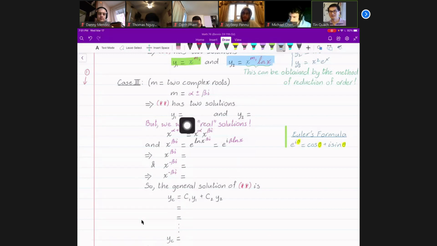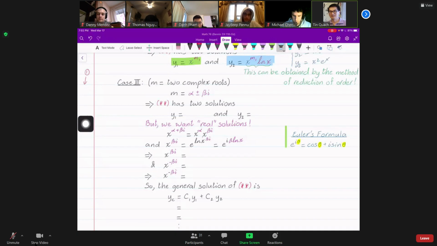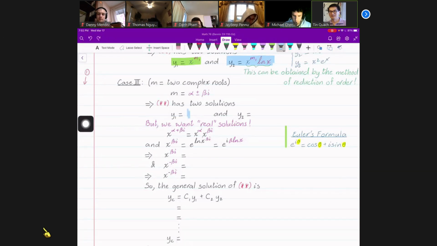You know that the solution has to be of the form x to the power m. So in this case, y1 would be x to the power m, which is alpha plus beta i. And the second one is x to the power alpha minus beta i. But we want real solutions, so we need to rewrite this and take advantage of the Euler's formula that we used back in section 4.3.